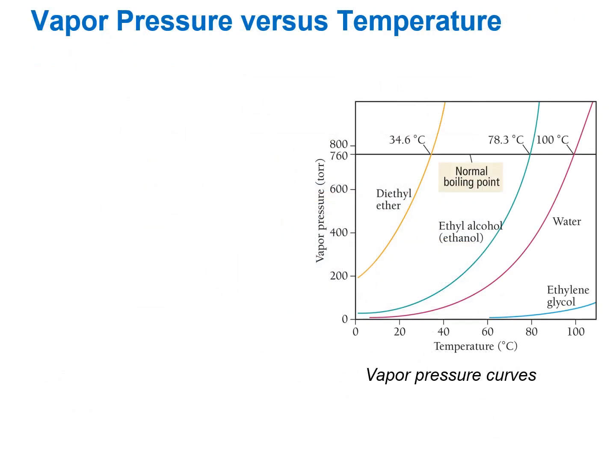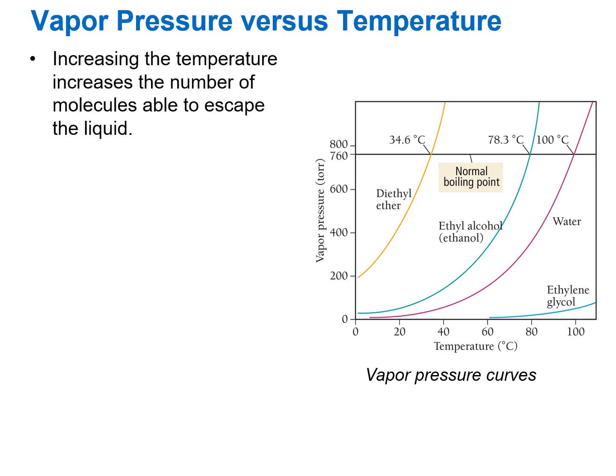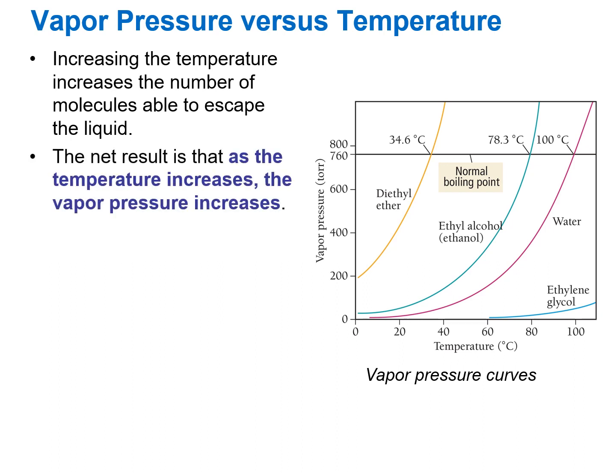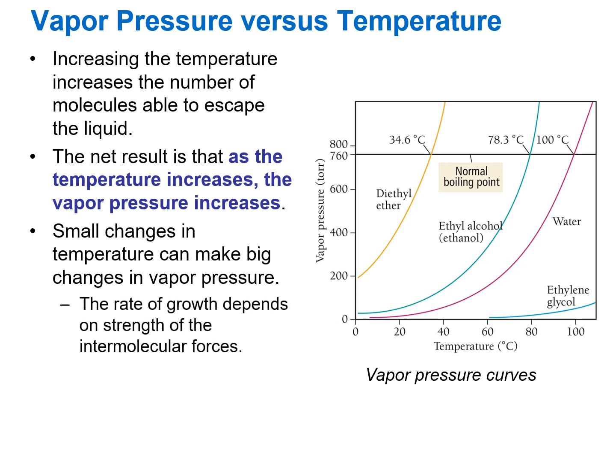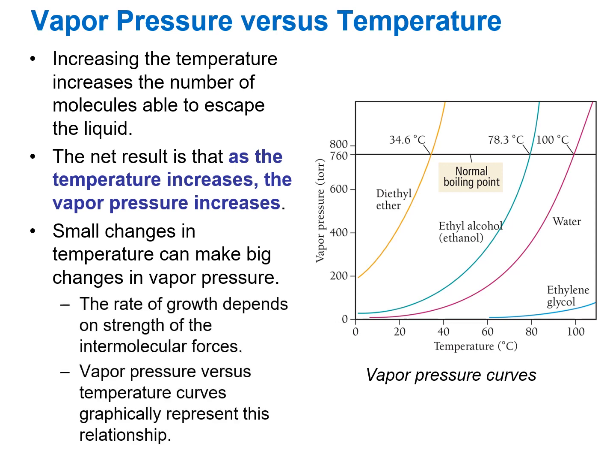Now we also have to talk about temperature and the effects of temperature in these systems where we have liquids moving into the gaseous state. So one of the things we could say is that when you have an increasing temperature, that's going to increase the number of molecules that are able to escape the liquid. We've established that. And as a result of this, what we see overall is that as temperatures increase, vapor pressure will also increase. And interestingly, only small changes in temperature can actually make big changes in vapor pressure.